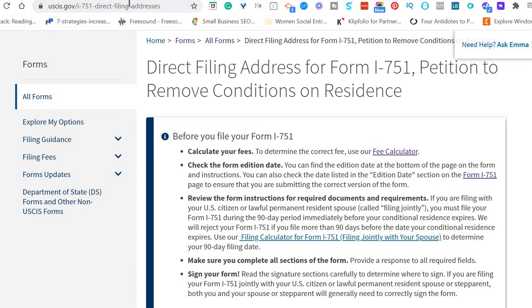So here on the top of this video you can see the address that you can type in, and there you will see the fee calculator. You will have access to the form I-751 as well as the filing calculator for form I-751. So let's start with the fee calculator.